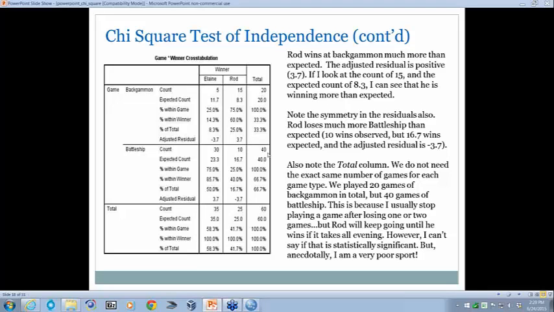Okay. Now note the total column. We don't need to have the exact same number of games for each game type. Okay. We played 20 games of backgammon. We played 40 games of Battleship. And I said this is usually because I stopped playing the game after losing 1 or 2 games. Rod will keep going until he wins. He wins if it takes all evening. Okay. However, I can't say that's statistically significant. Anecdotally, I'm a poor sport. I start losing, I don't want to play. So that's why we probably only played 20 games versus 40 of Battleship. I said that's enough.